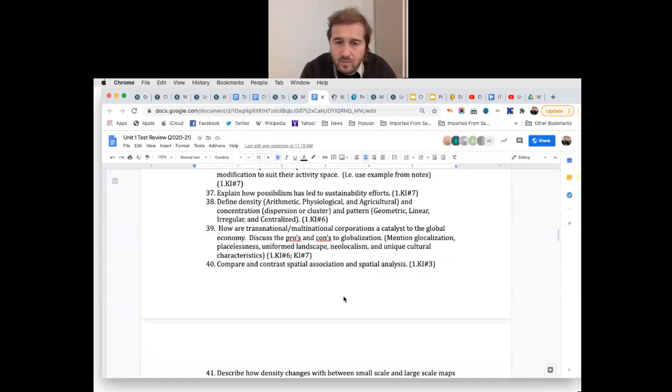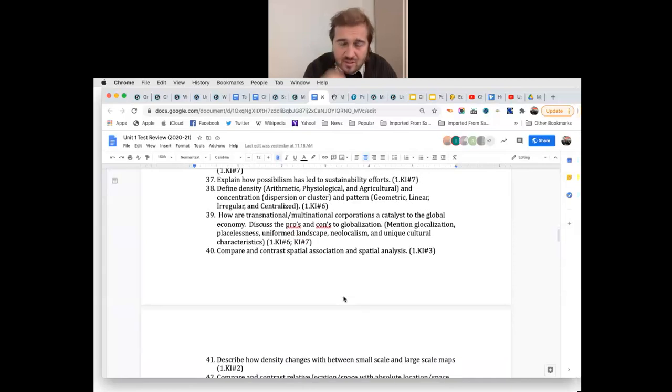40, compare and contrast. Well, we already talked about spatial association. You're talking about features of a landscape and finding how they are similar to other features of a landscape. Then spatial analysis is analyzing a landscape, a cultural landscape.